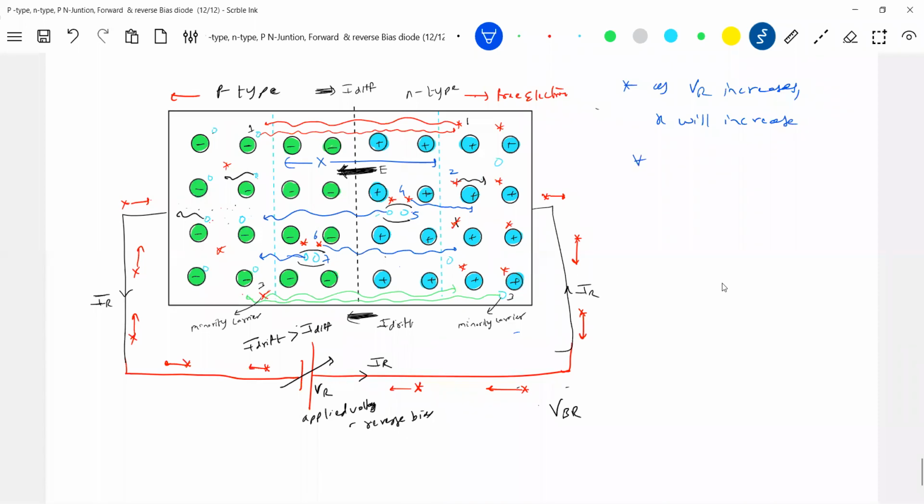As X increases, what will happen to the charged layer in the depletion layer? It increases. As the charged layer in the depletion layer increases, what will happen to the electric field? We know E is sigma by epsilon naught, or minus sigma by epsilon naught here.